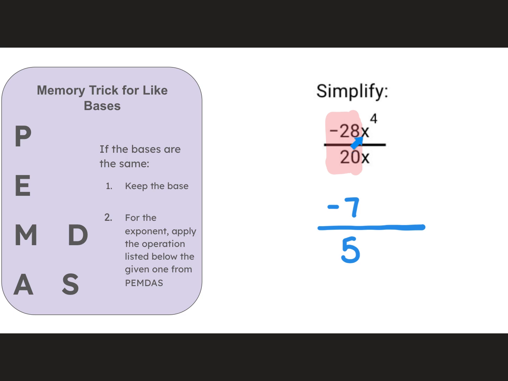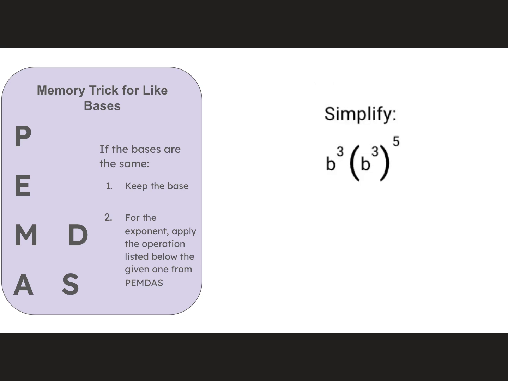Then, this is held by division. I keep my base on the top. That's where the greater exponent is. And I take my top exponent minus the bottom one. So 4 minus 1 is 3. There's no like bases, so I'm finished.